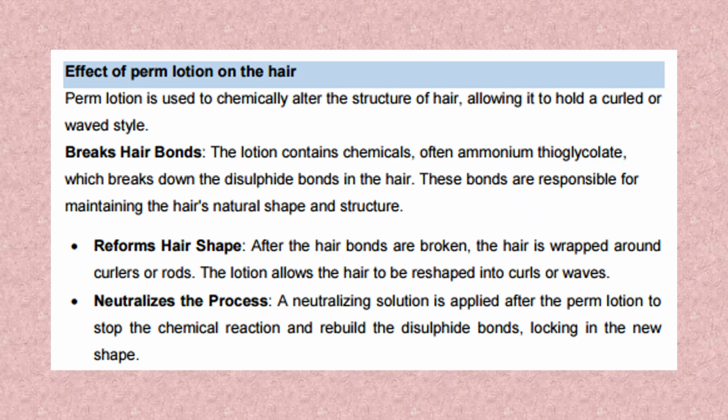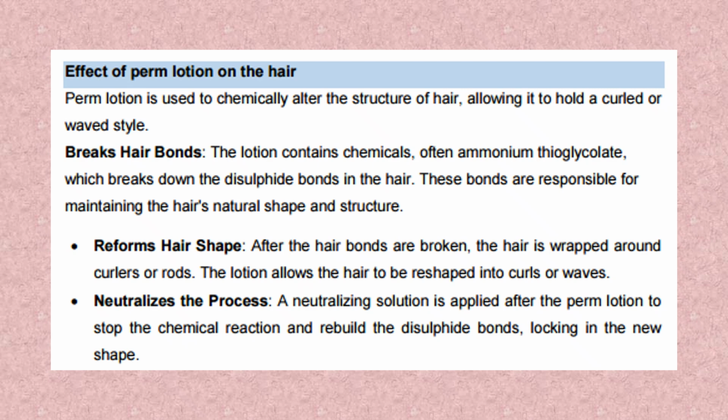Perm lotion is used to chemically alter the structure of the hair, allowing it to hold a curl or wave style. It breaks the hair bonds. The lotion contains chemicals, often ammonium thioglycolate, which break down the disulfide bonds in the hair. These bonds are responsible for maintaining the hair's natural shape and structure. It reforms the hair shape after the hair bonds are broken. The hair is wrapped around curlers or rods, and the lotion allows the hair to be reshaped into curls or waves. Then comes the neutralizing process.